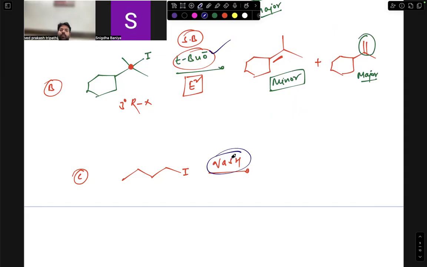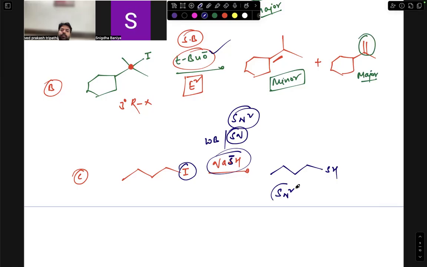Let me know the nature of SH minus. What is this? This is a strong nucleophile and weak base. Clear? So if nucleophilic character is strong, it means the reaction would be SN2. And if the reaction is SN2, it means iodine is substituted by SH. It would be SN2. Make sense? Got it.